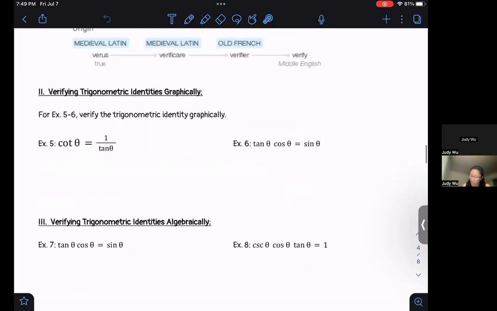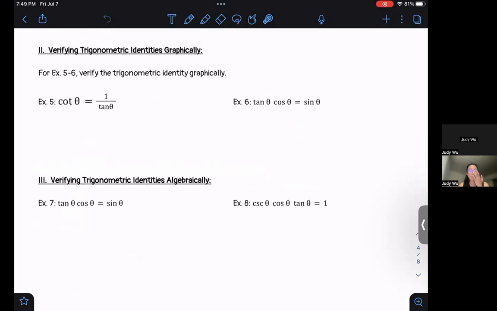Now, we're going to start off with a little bit of a conceptual understanding. Like, what does it mean to verify? Okay. The short answer is we're really trying to show that for whatever equation we have, whatever we have on the left side is actually exactly like what's on the right side. Okay, so we want to show that these two sides of the equal sign are actually equal to each other.